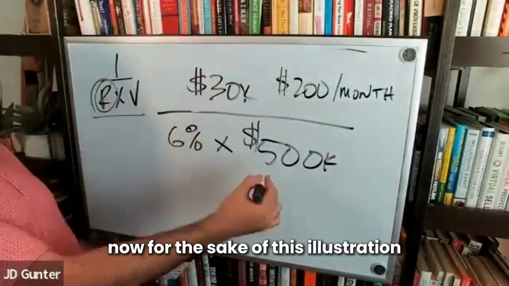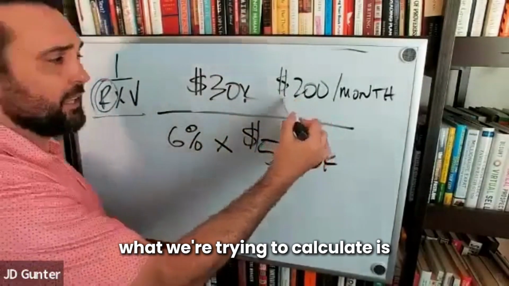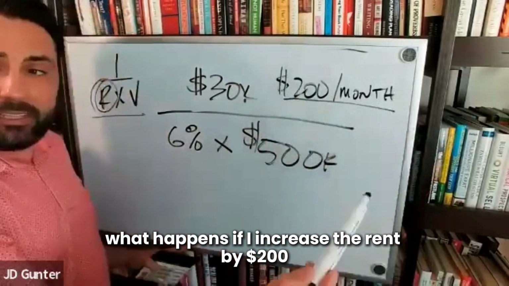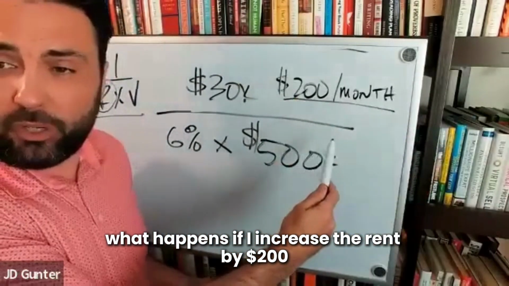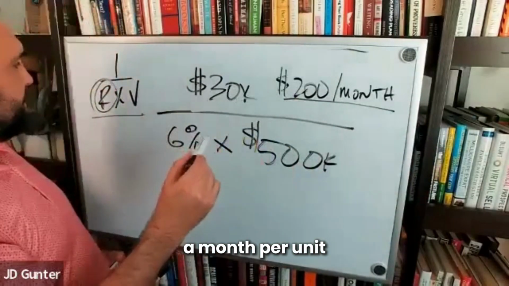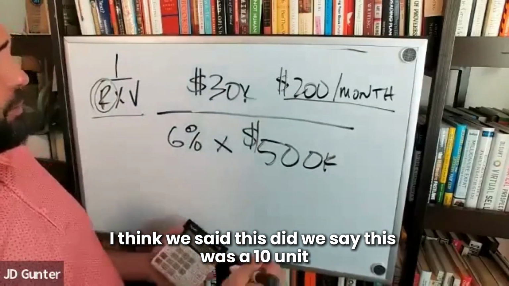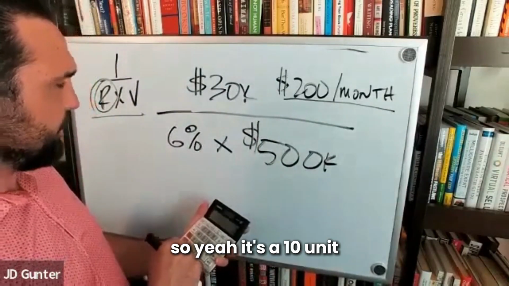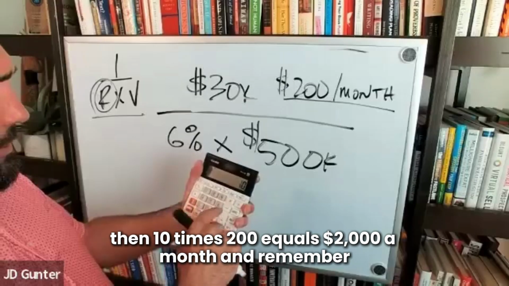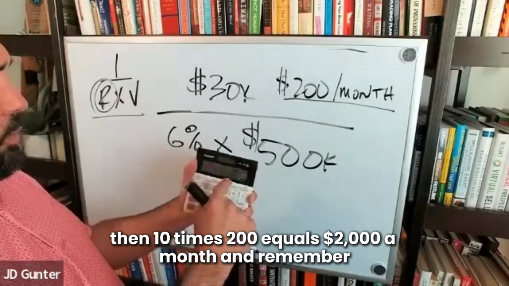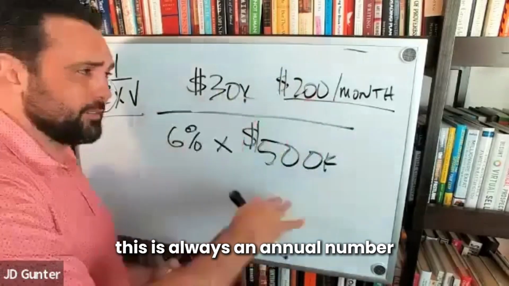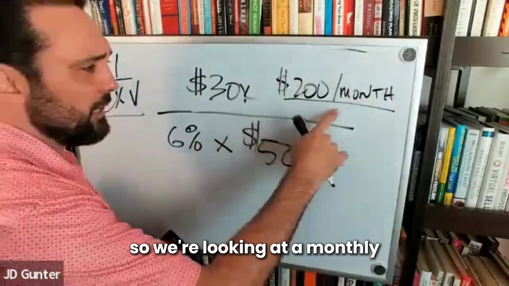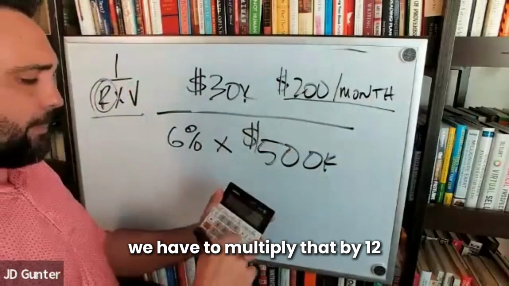Now, for the sake of this illustration, what we're trying to calculate is what happens if I increase the rent by $200 a month per unit. And I think we said this was a 10 unit? So if it's a 10 unit, then 10 times 200 equals $2,000 a month. And remember, this is always an annual number. So when we're looking at a monthly, we have to multiply that by 12.